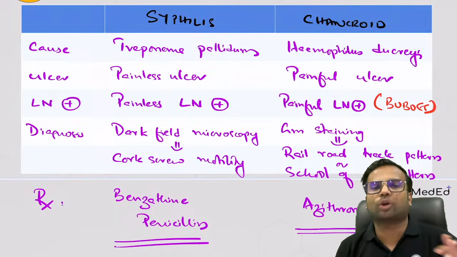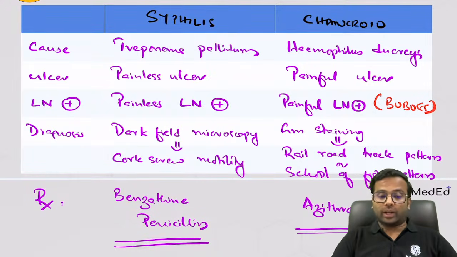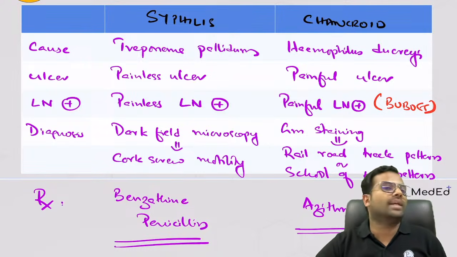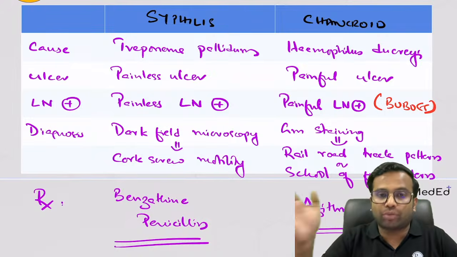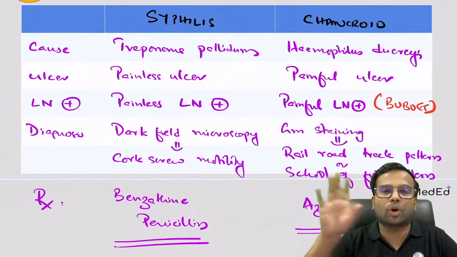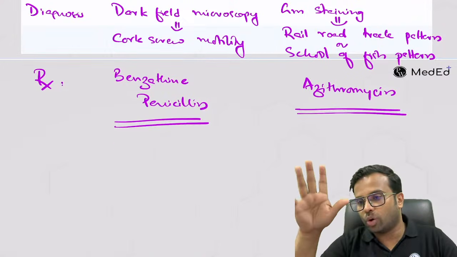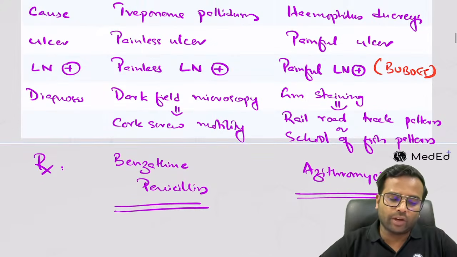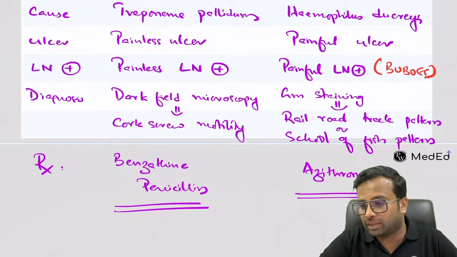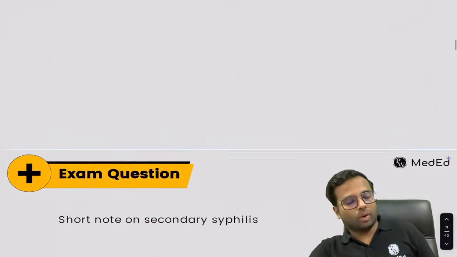You will have to remember the causative organism, Treponema pallidum, or Haemophilus ducreyi. But everything is opposite. Syphilis, painless ulcer, painless lymphadenopathy. Chancroid, painful ulcer, painful lymphadenopathy, right? And diagnosis is done by dark field microscopy and gram staining, and the treatment is with benzathine penicillin or azithromycin. So this is your short answer, where each and every point is addressed in a very crisp and brief method. Clear? Okay, so that is all about this question.